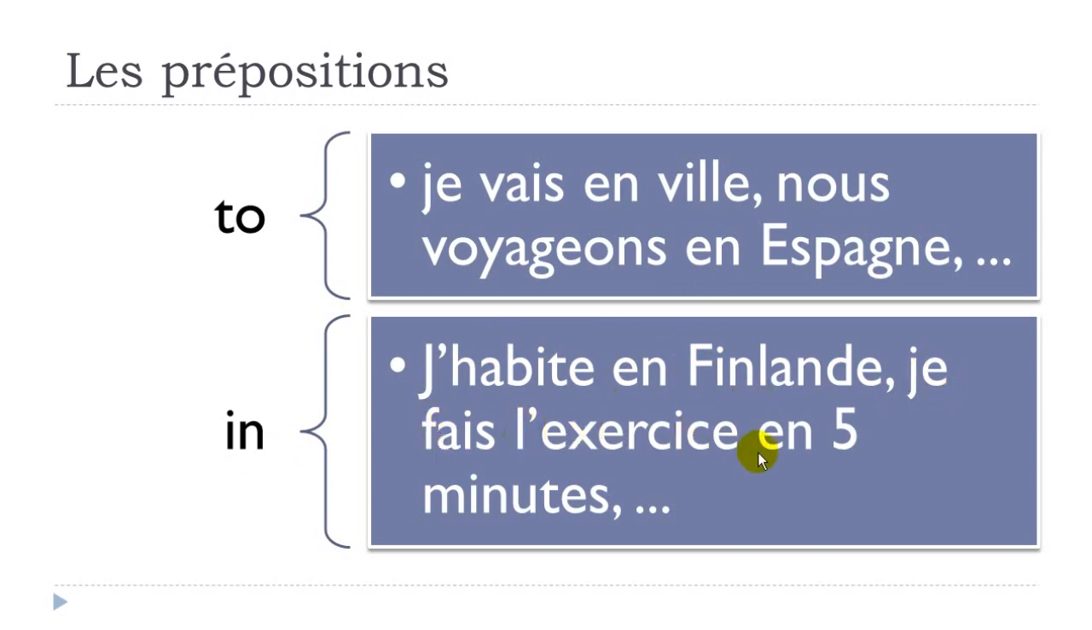Je fais l'exercice en 5 minutes. Faire is to do, l'exercice, the exercise, in 5 minutes. It's quite important that when you use this in, so en here, it will mean the time you need to make the exercise. You don't want to express that you will do that after 5 minutes, but really, if you use this preposition en, it is to express the time that you need to make this exercise. So en Finlande, and then en 5 minutes.